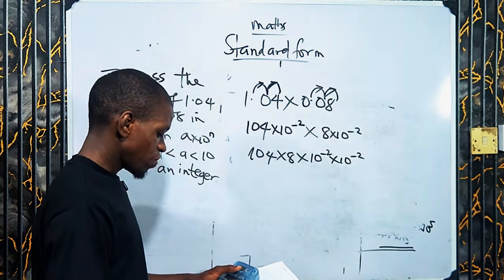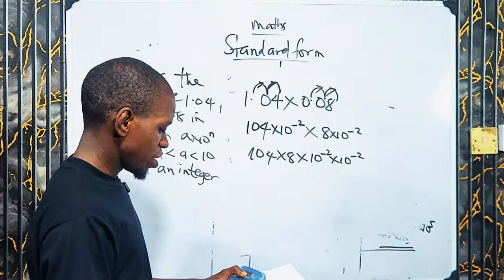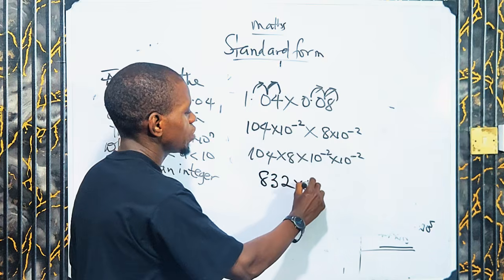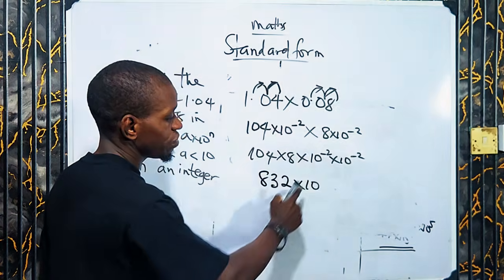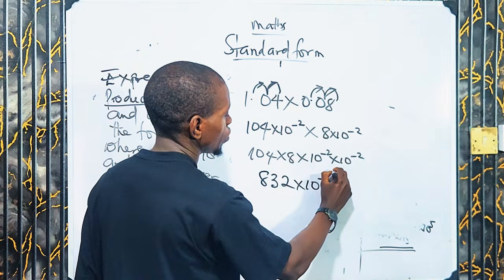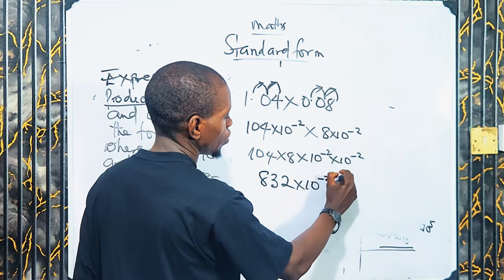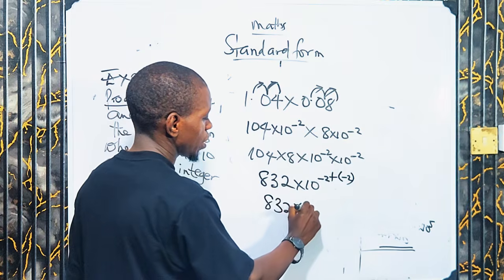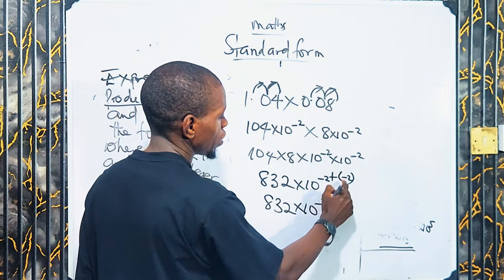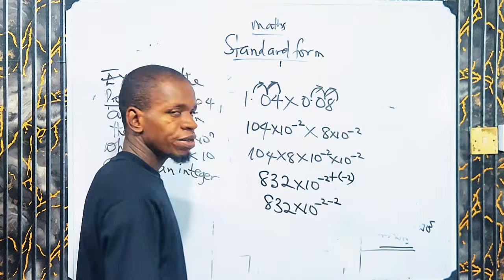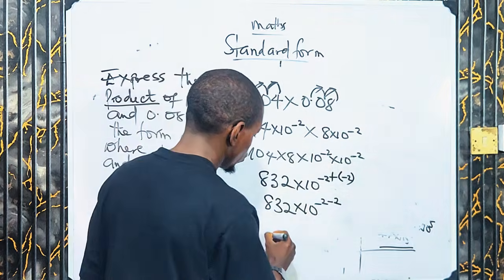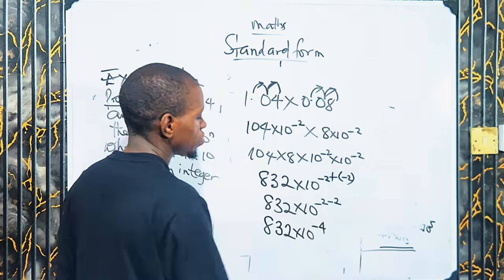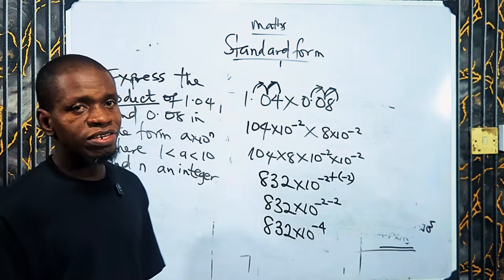So what do I have here now? 104 times 8 is going to give me 832 times 10 to the power minus 2, and because of times, I'll say plus minus 2. Plus minus is going to give me minus, so this is minus 2. So what do I have last? 832 times 10 to the power minus 4. But this is not going to be my final answer in standard form.